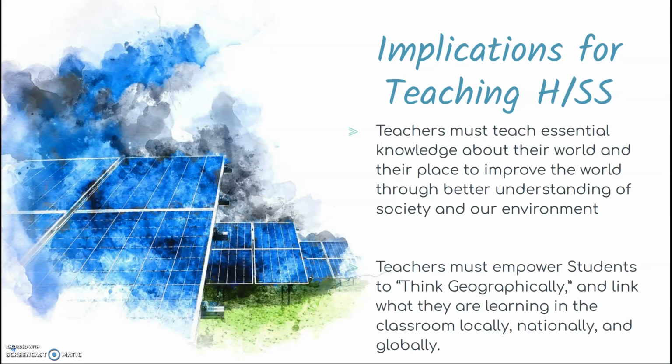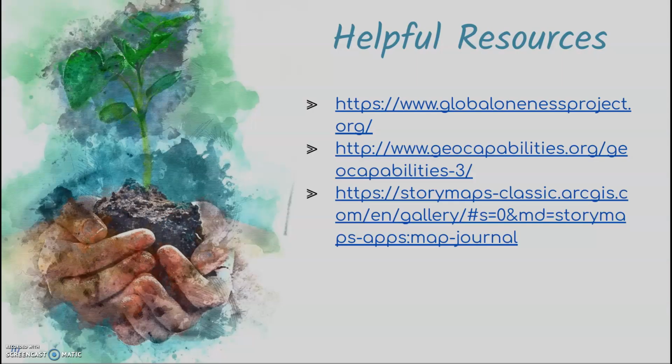The implications for teaching in the social sciences geography, the standards help equip teachers to provide that essential knowledge to students about their world and their place in this world and how to improve it through a better understanding of our society and environment. Teachers must also empower their students to think geographically and connect everything that they're learning to their local, national, and global levels, as well as what's going on in their daily lives.